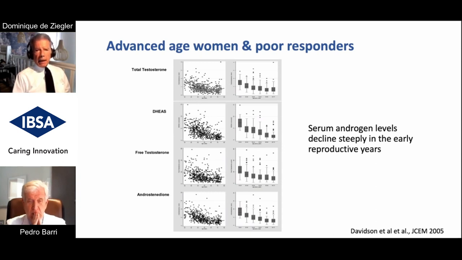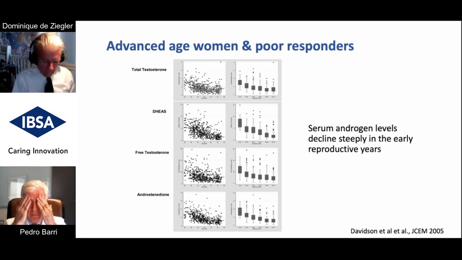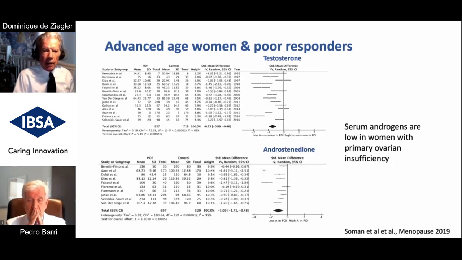Now, women of advanced age. I wish we didn't have women of advanced age, but I know that Pedro and I have a lot of women of advanced age because this is the way it is. As women have advancing age, their testosterone level decreases, DHEA level decreases, free testosterone, and androstenedione. This decreases with age. And as we said before, the LH effect from the hCG contained in hMG actually corrects that. Now, if you look at testosterone levels, this is a meta-analysis. The testosterone level in women of advanced age and poor responders is markedly lower than normal, and the same for androstenedione as compared to control.